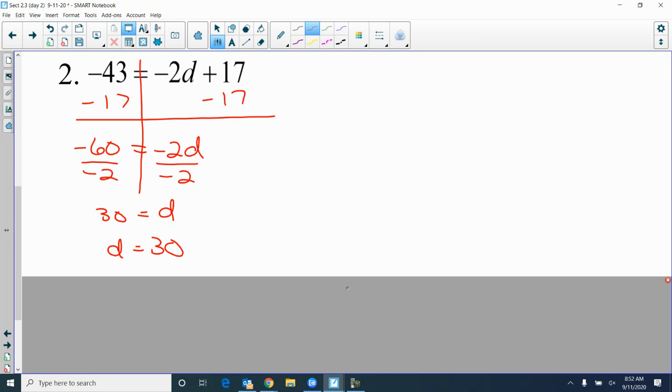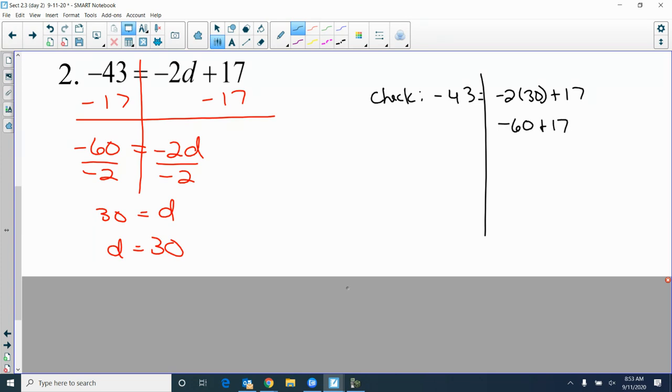All right, this part isn't obvious in this case, so I'm going to check it over here. I got -43 equals -2 times 30 plus 17. -2 times 30 is -60. -60 plus 17 is -43. All right, so I know I got it right.